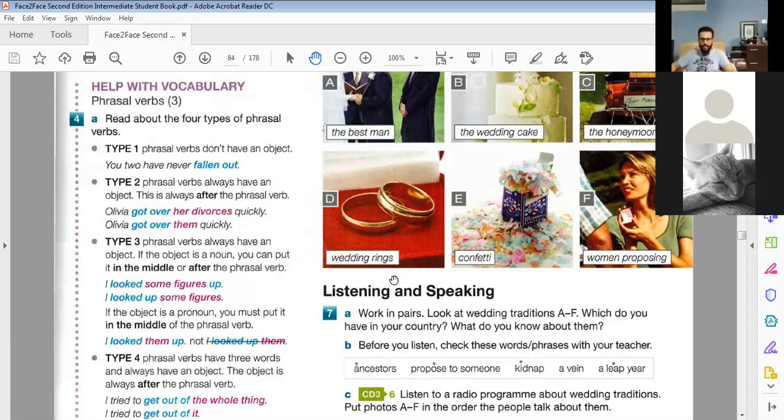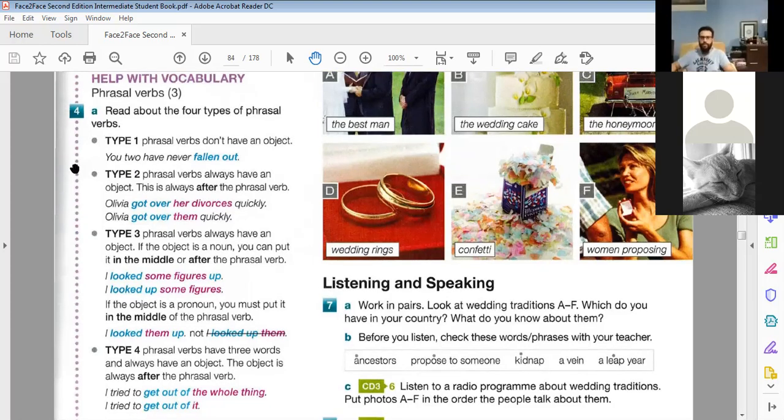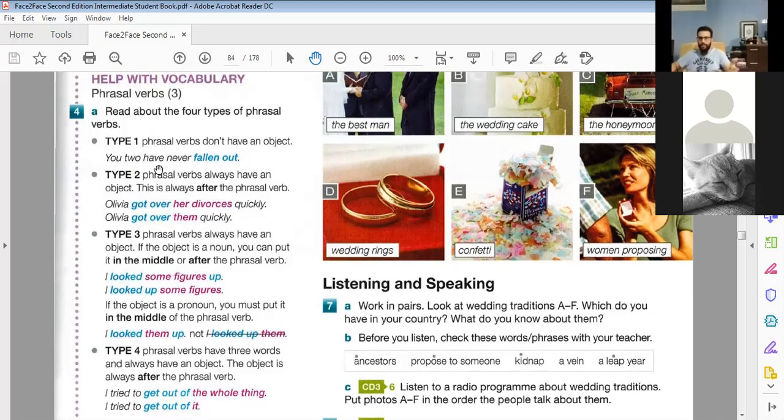four groups or four categories. So the first one is a phrasal verb that has no object. You two have never fallen out. Or you can say, for example, we had a falling out. So here in this example, there's no object to the phrasal verb, right? And I think this one is not very common.